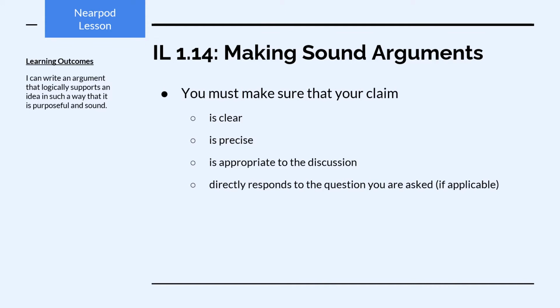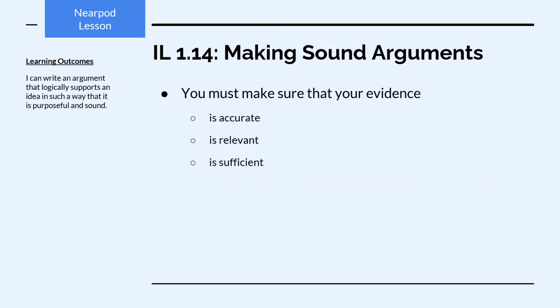When you write an original argument, whether it's on a topic of your choice, a topic you're assigned, or in response to some question, you first need to scrutinize the claim that you're making. Make sure that your claim is clear in what it's communicating, that it's precise in what it's communicating, that is, it's communicating exactly what you mean. Make sure that it's appropriate to the discussion that you're having. And if you're being asked to answer a question, make sure that your claim is directly responding to that question.